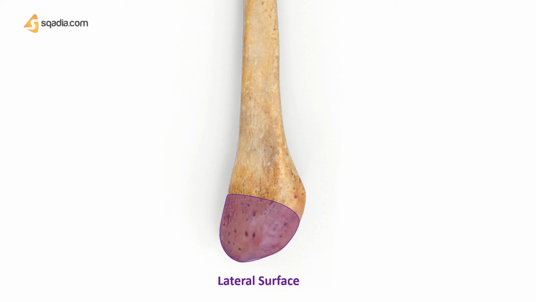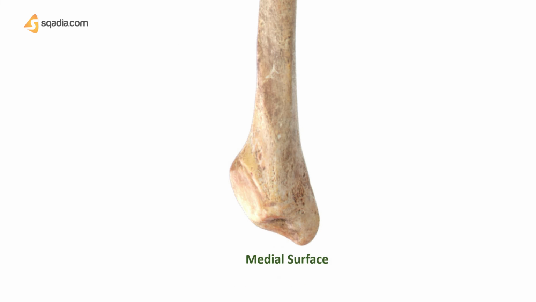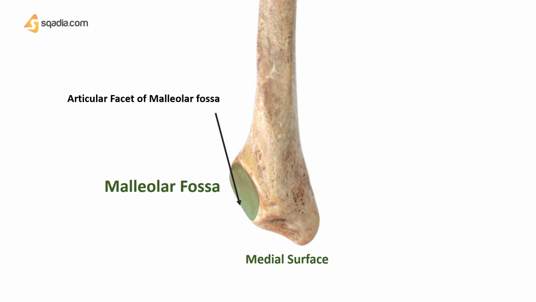in this area. The medial surface has a triangular facet, which is a smooth flat surface forming the joint with another flat bone, the talus. It also consists of a hollow depression called the malleolar fossa. So these were all the bony landmarks. Switch to the next section for muscle attachments.